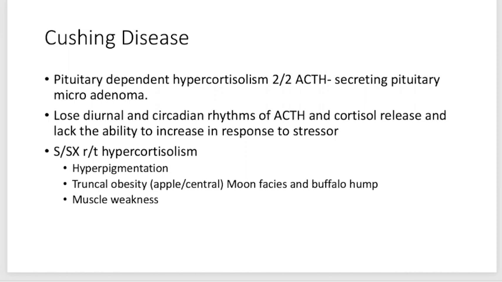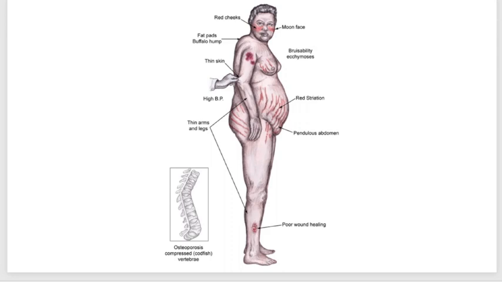So signs and symptoms are related to hypercortisolism, and that would be hyperpigmentation in a specific pattern, truncal obesity, which we call apple or central, moon facies, buffalo hump, muscle weakness. Here is the classic presentation of Cushing's, and you have the fat pads, the facial plethora, which is red cheeks, moon face, very easy bruisability and ecchymosis, elevated blood pressure, elevated blood sugars, pendulous abdomen, and red or violaceous striation, thin arms and legs, and all central obesity.